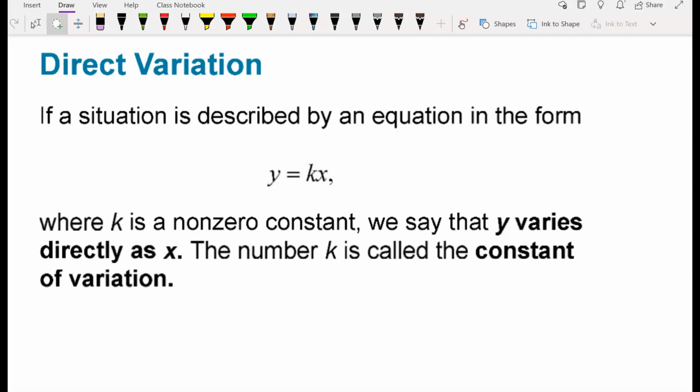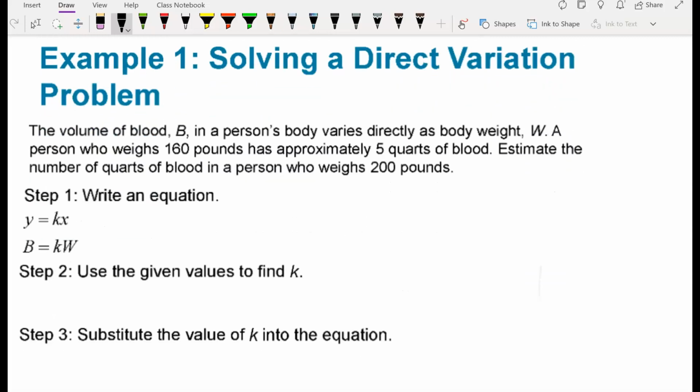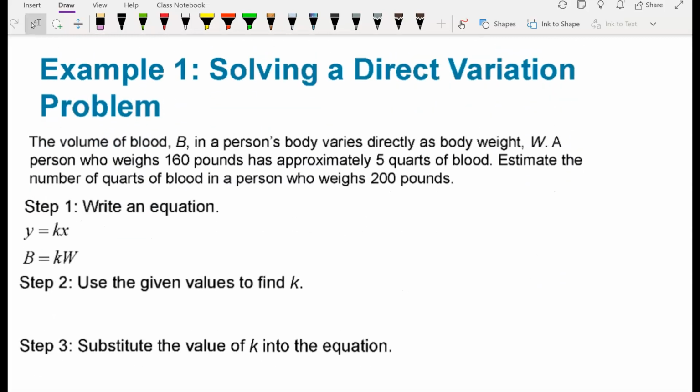All right, direct variation. If a situation is described by an equation in the form y equals kx, where k is a non-zero constant, we say that y varies directly as x. The number k is called the constant of variation. All right, solving a direct variation problem.